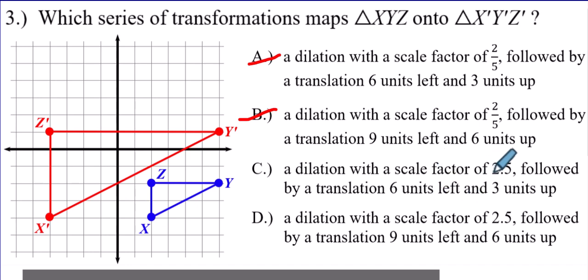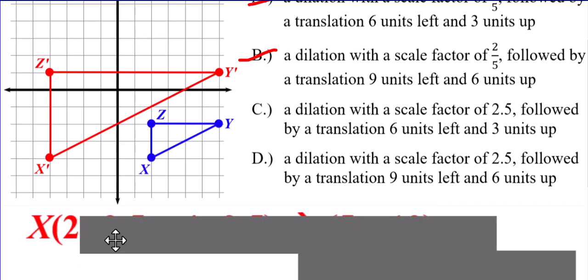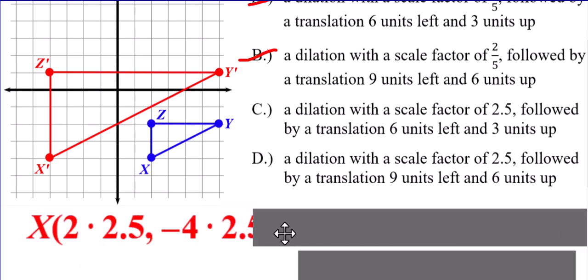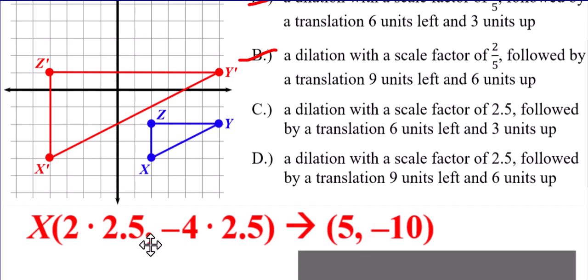Now both of these have the same scale factor. So I can show a little bit of work here. So pencil in your hand, write this down with me. If I take X and I multiply its coordinates by 2.5, that's going to give me 2 times 2.5 is 5, negative 4 times 2.5 is negative 10.